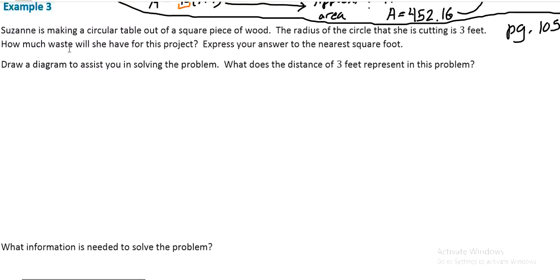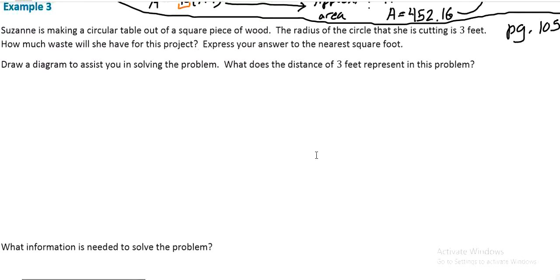How much waste will she have for this project? Meaning how much extra wood will be left over from that square shape after she cuts the circle out. They want us to express our answer in the nearest square foot. So let's draw a diagram to help us solve this problem.